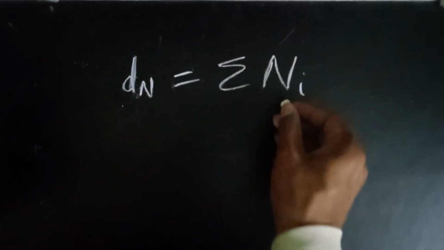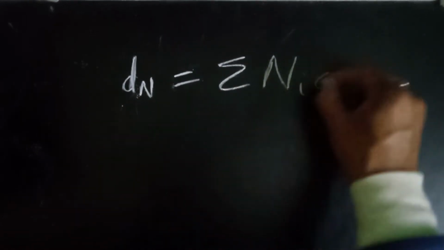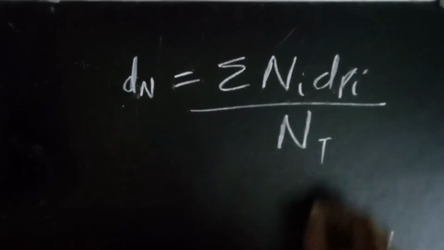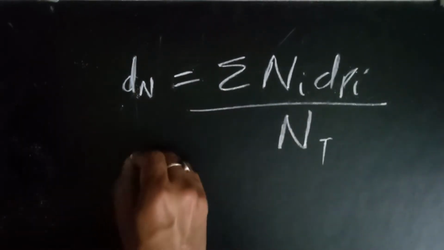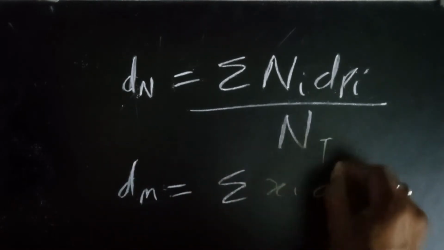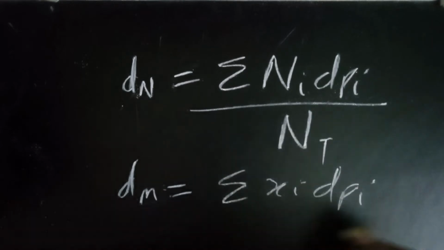Next there is the arithmetic diameter dn, which is the summation of n, where n denotes the number of particles with diameter dpi, divided by the total number. Also we have the mass mean diameter, that is the summation of xi dpi, mass fraction into dpi.